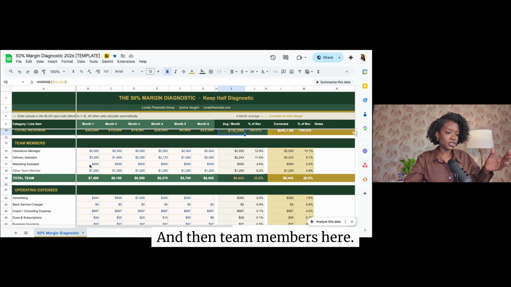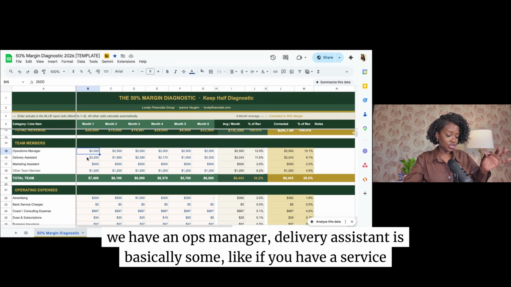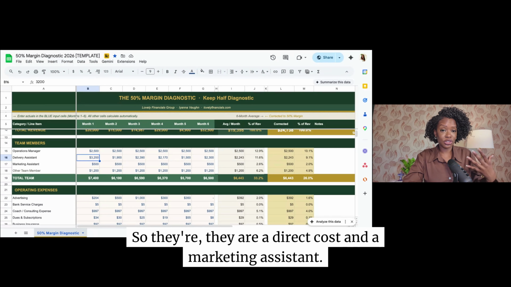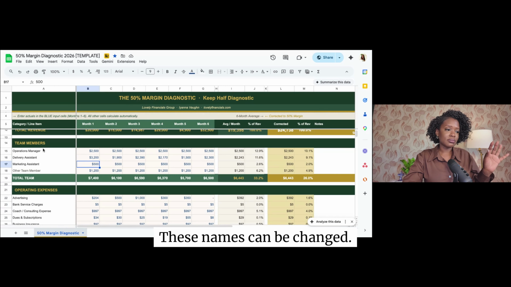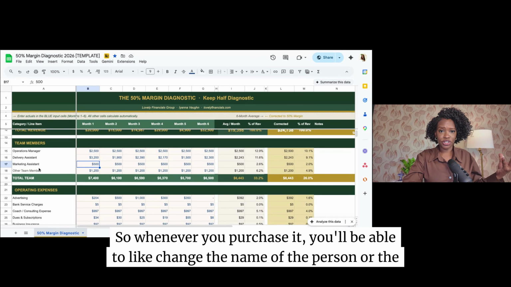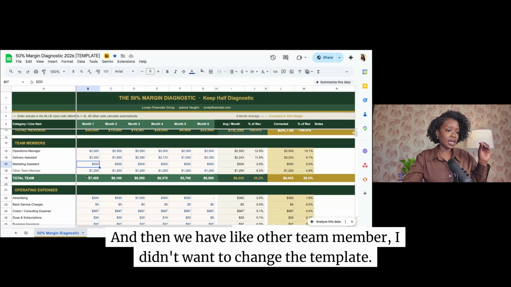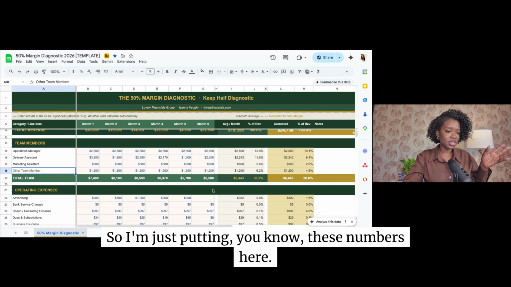And then team members here. So for this example, we have an ops manager. Delivery assistant is basically, if you have a service-based business, they actually help you deliver on your service, so they are a direct cost. And a marketing assistant. These names can be changed, so whenever you purchase it, you'll be able to change the name of the person or the title for you and your business. And then we have other team member. I didn't want to change the template, so I'm just putting these numbers here.